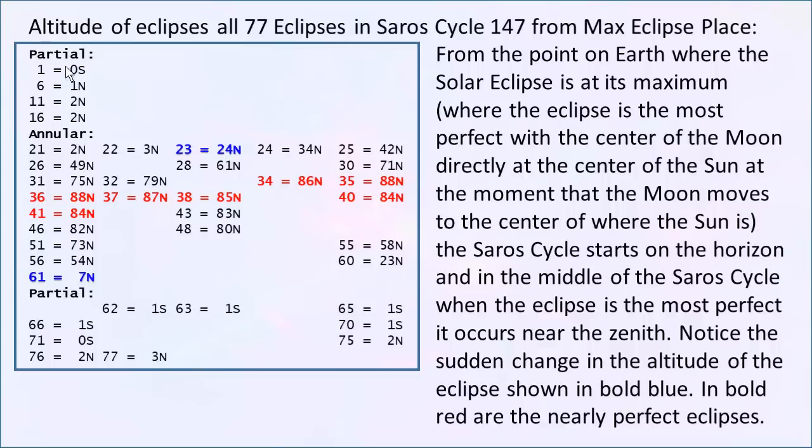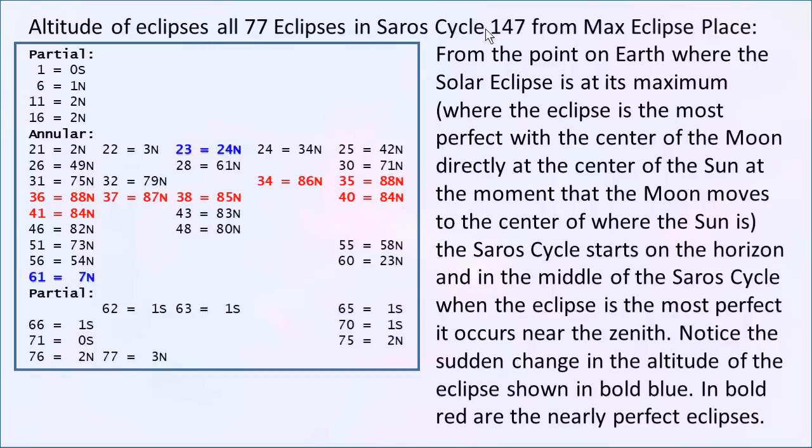The other thing is that the first eclipses are partial. They're not total eclipses. The last ones are partial. The total happen in the middle. And these are called annular. Annular means that the moon visually is smaller than the sun and there's a ring of the sun around the moon when the eclipse occurs.